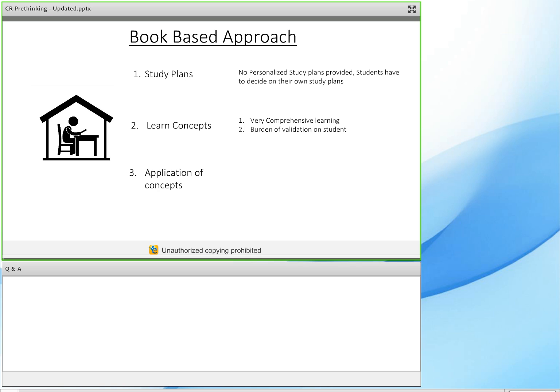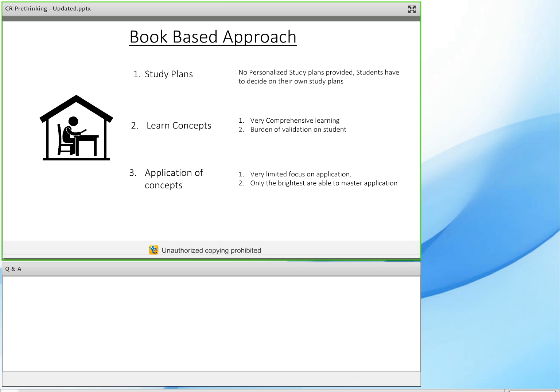One area where books don't do as great a job is teaching you application of concepts. The very static nature of a book is ill-suited to tell you, hey, when you approach a problem, this is how you approach it in step 1, this is how you approach it in step 2, and so on and so forth.